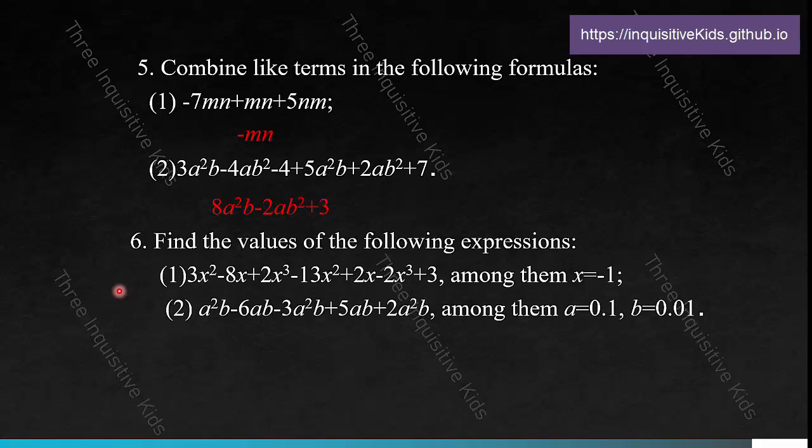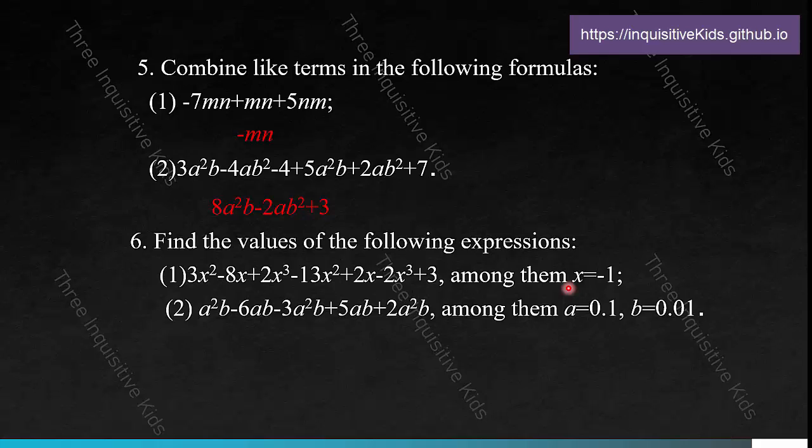6. Find the values of the following expressions. These are two expressions here, and I want you to calculate them. x is equal to negative 1. In the second one, a is equal to 0.1, and b is equal to 0.01. Remember, you first have to combine and simplify before you substitute in the values. Also, remember to first observe and then calculate.